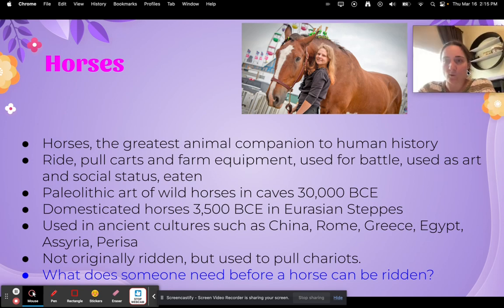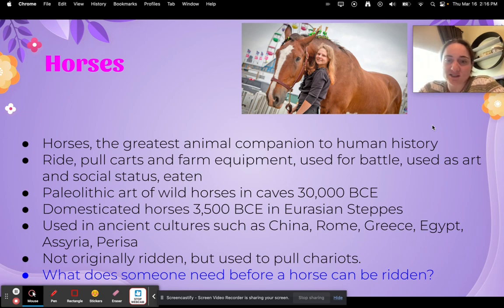All right, let's talk about horses. Horses are the greatest animal companion to human society, at least for warfare. I mean, you could argue dogs too, I guess. They can ride, or you can ride on them. You can pull carts and farm equipment. They can be used for battle, used for art and social status. You can eat them too if you need to.